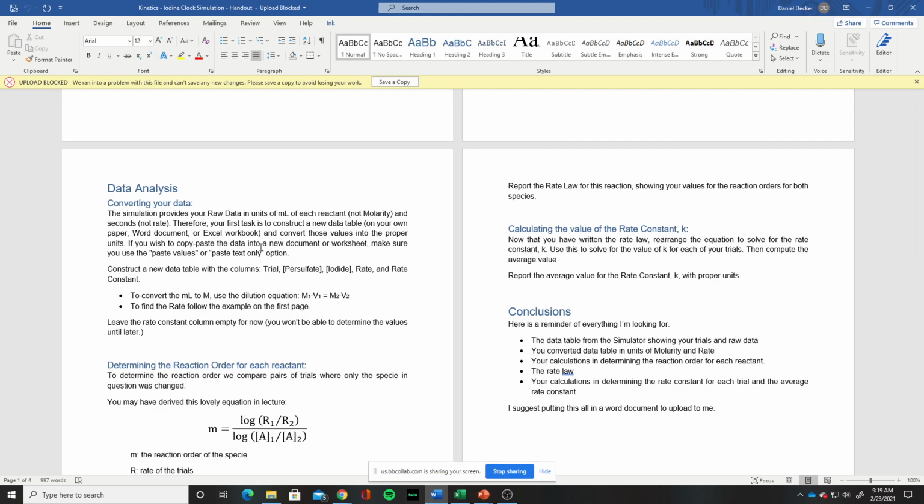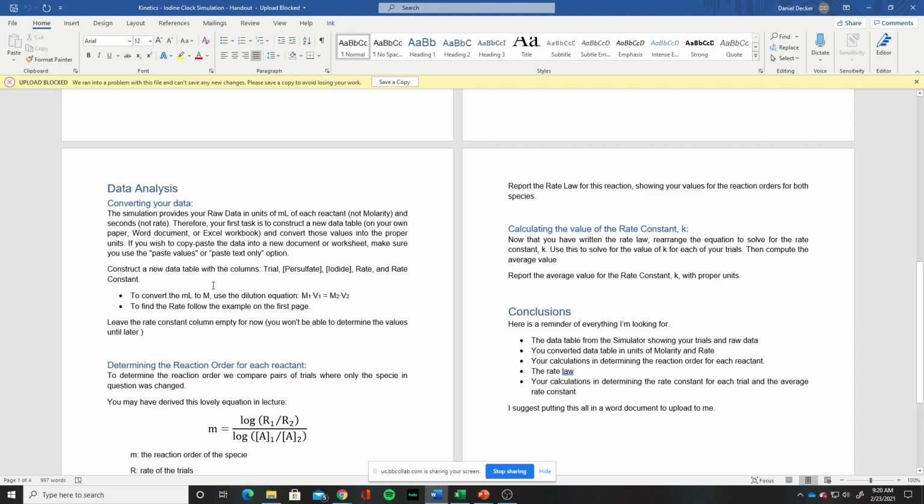Like I said, we're not going to be doing big graphs or anything, so if you want to do it in Excel, that's perfectly fine. If you would rather just do it by hand, that's perfectly fine too. Either one is fine. So convert these values into the proper units. If you wish to copy and paste the data into a new document or worksheet, make sure you use the paste values or paste text only options. If you just do a normal Control-C, Control-V, it's going to try and copy all the equations and everything that are already in the Excel sheet, and we don't want that. We just want the numbers.